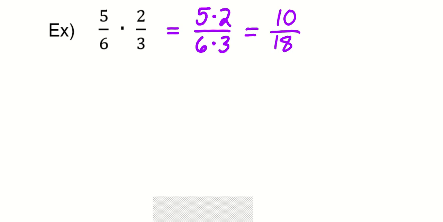So really quick, can 10/18 reduce? Yes, it can. 10/18 reduces to 5/9, right? Yeah.